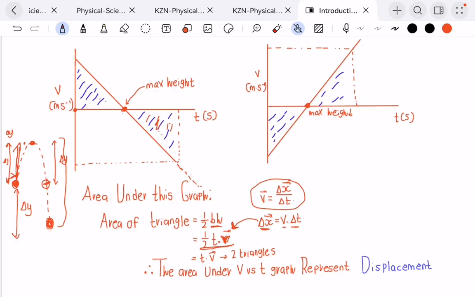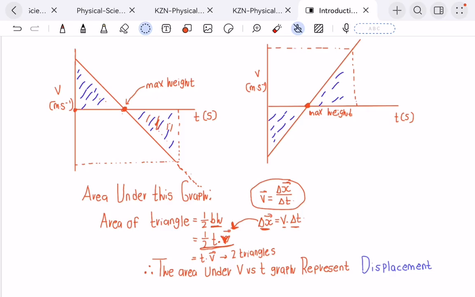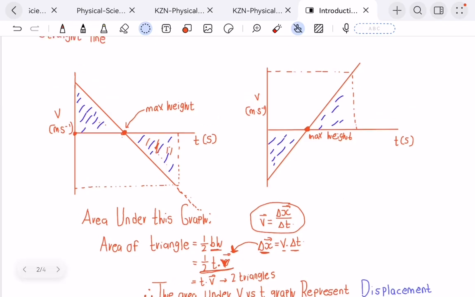Is it going to be 0? Not really. It's not gonna be 0, because remember, I have to consider direction, but I'm gonna go further with that in my upcoming videos, right? But the basic idea that you have to catch here is that the area under this graph represents the displacement, right? This represents the displacement from where I started to the maximum height, and then from the maximum height to where my ball ended, right? So same thing with this one, but then you can see that it's flipped.